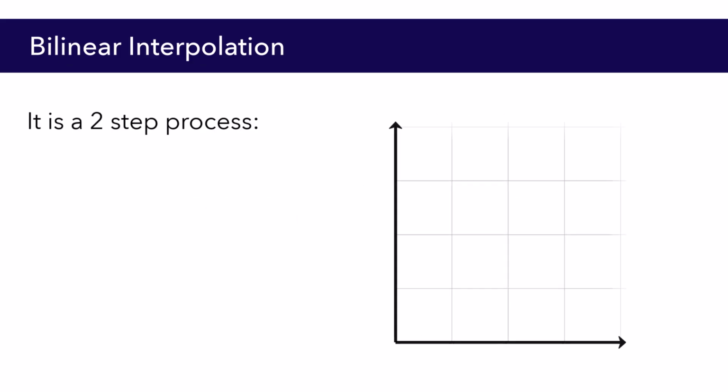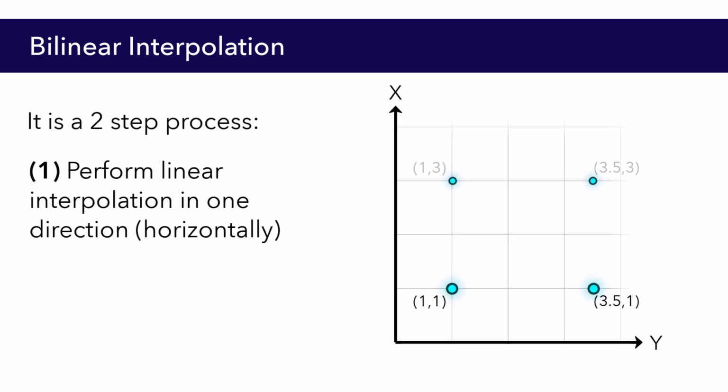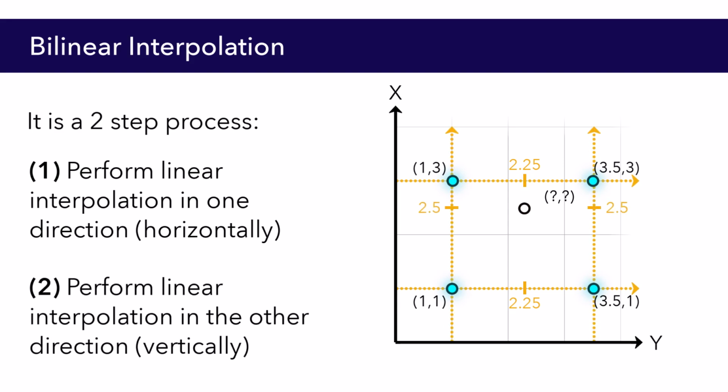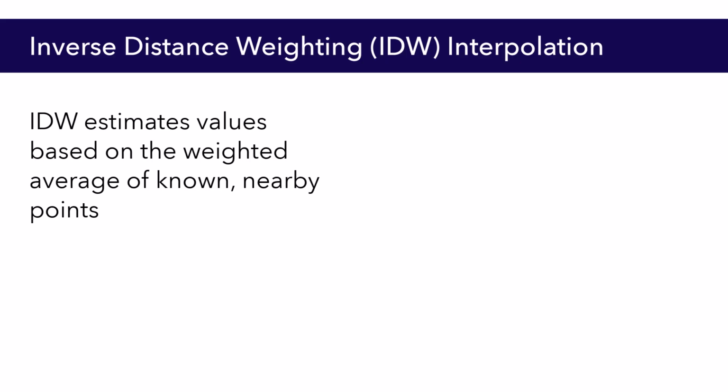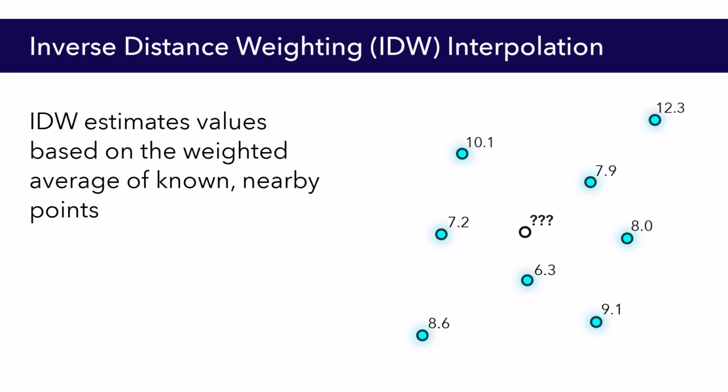The process involves 2 steps. First, performing linear interpolation in one direction, for example, horizontally, then performing another linear interpolation in the other direction, for example, vertically. Inverse distance weighting estimates values based on the weighted average of nearby known points.